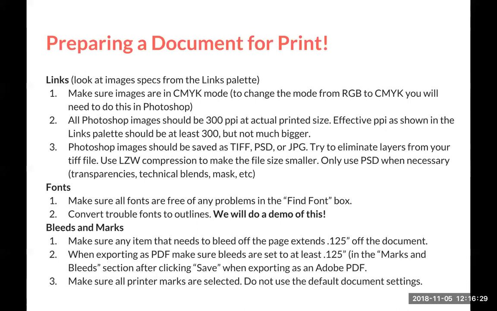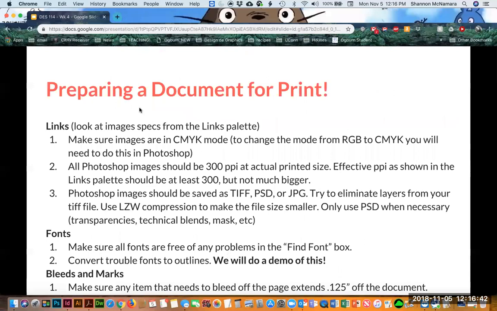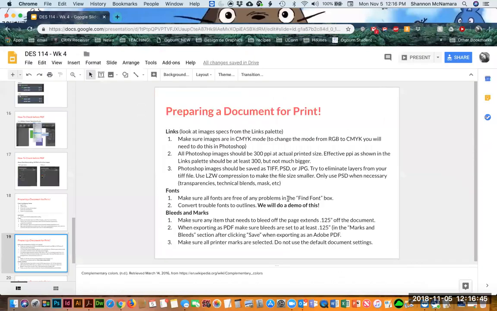Click on those, go to swatch options, and change it from RGB to CMYK in the drop down, and make sure that everything is all set. And then I wanted to show you this little tip too. Under fonts, you want to make sure that all of your fonts are free of any problems in the find font box. And if you're running into fonts that just, no matter what, give you trouble, which happens a lot, where a font might work just fine on your machine, but you try to make a PDF of it and it comes out a mess.